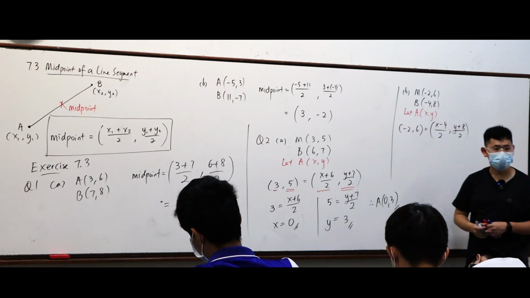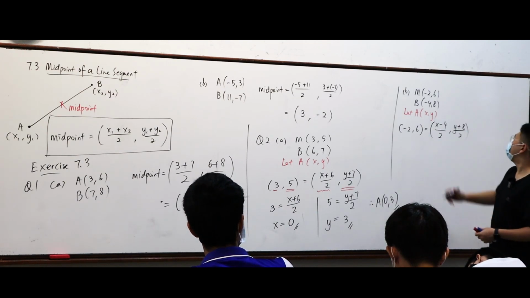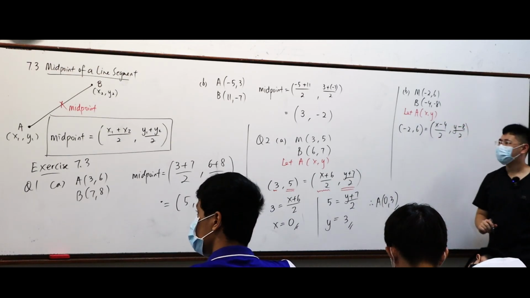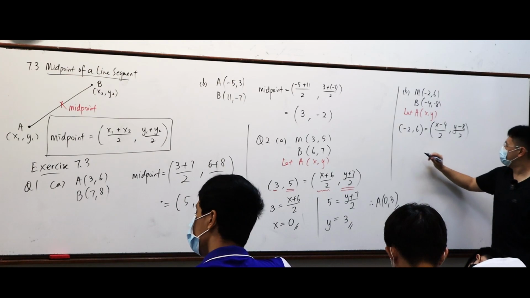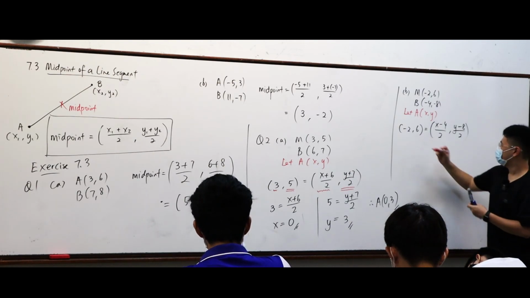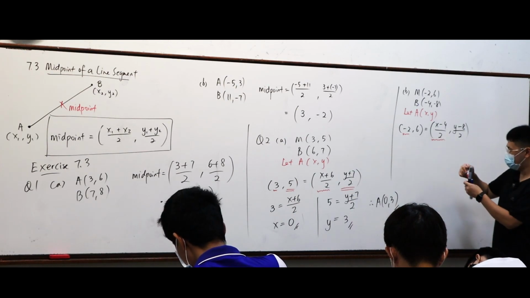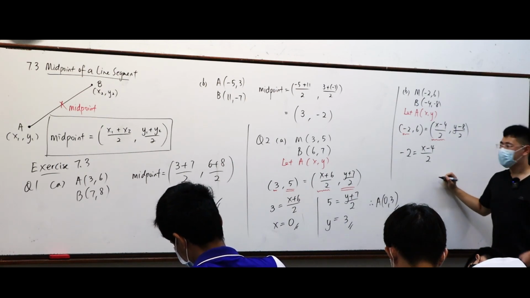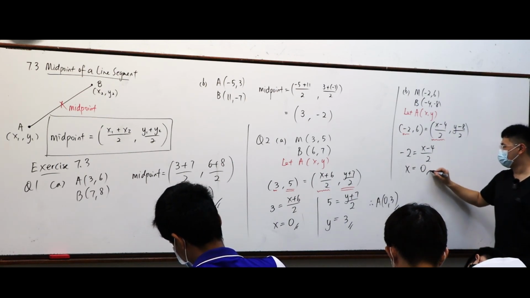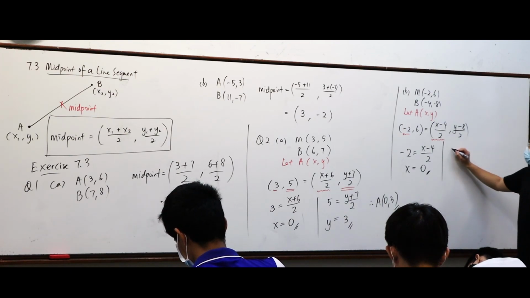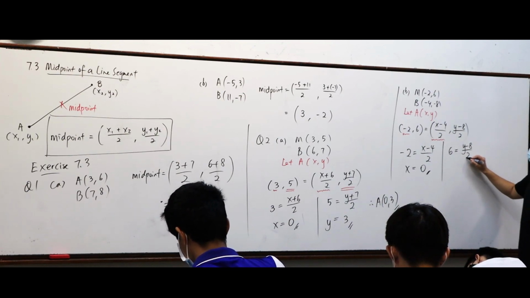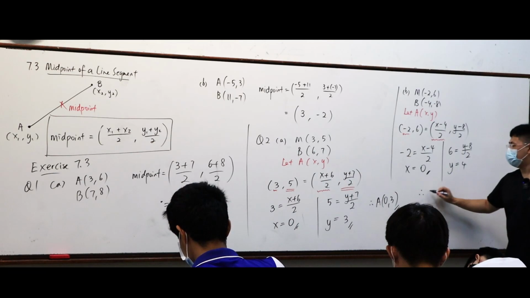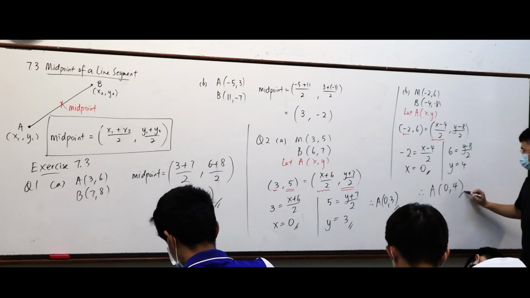-8, careless. Okay, thank you. So with this one, let's look at the X coordinate. Your -2 is equal to (X minus 4) over 2. So X is also 0. Then your Y coordinate: 6 is equal to (Y minus 8) over 2. Y is going to give me 4. So the coordinate of A is (0, 4).